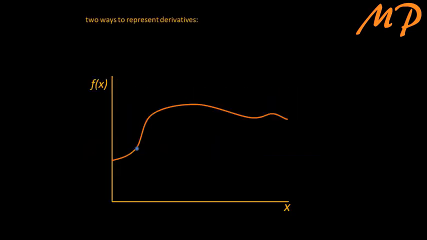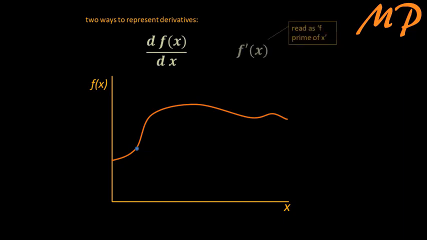There are two very common distinct notations used for representing the derivative of f of x with respect to x. One way is using df of x upon dx, and the other way is like this. This is read as f prime of x.